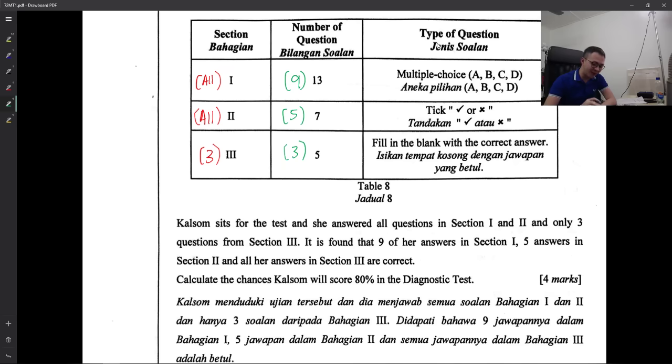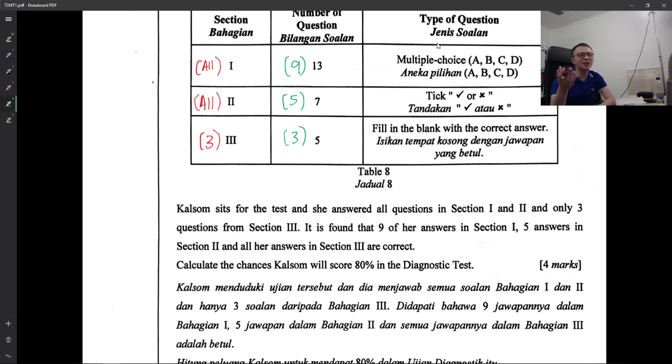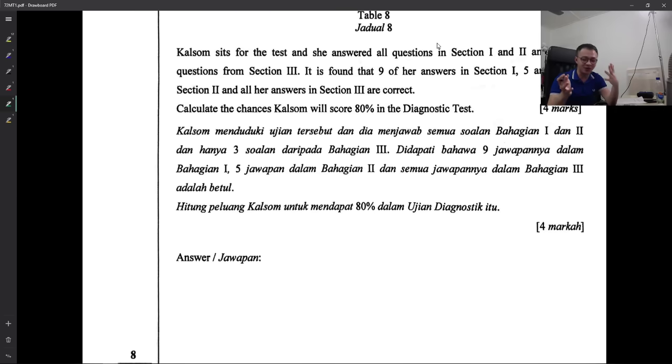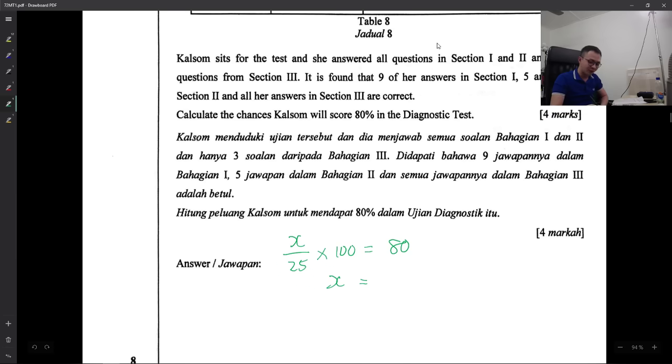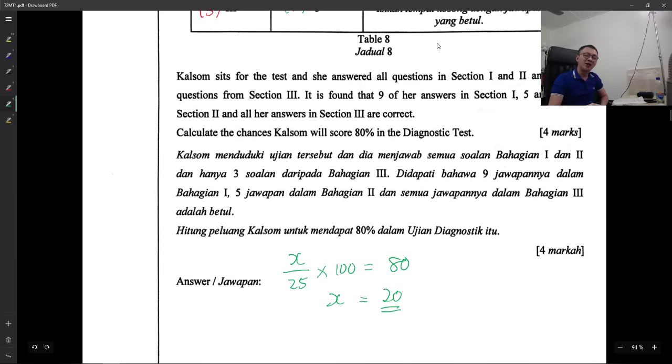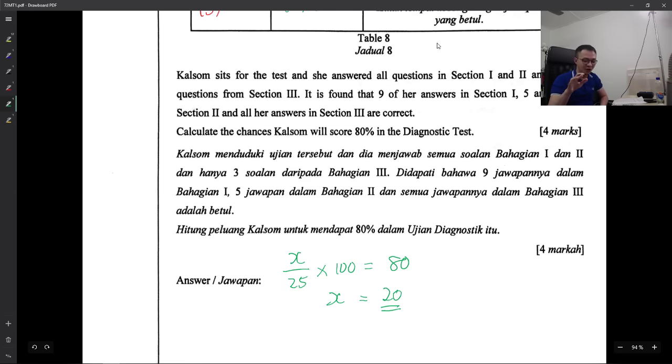In order to get 80%, the first idea is I need to know how many questions she needs to get correct. Because this test is 25 questions, X is the number of questions she needs to get correct, divided by 25, times 100%, she needs to get 80 marks. If I solve 0.8 times 25, I get 20. So for her to get 80%, she needs to get at least 20 questions correct.